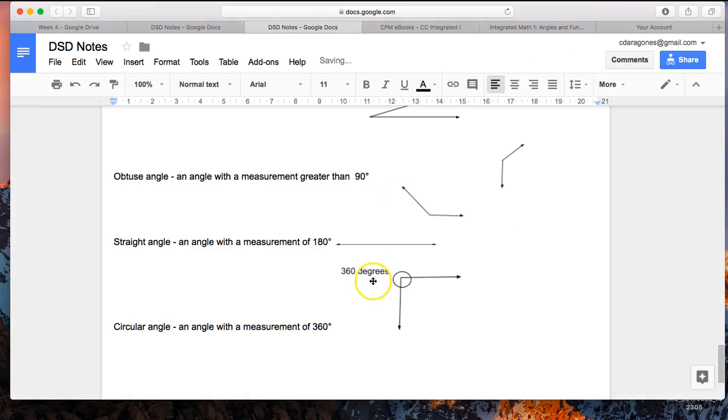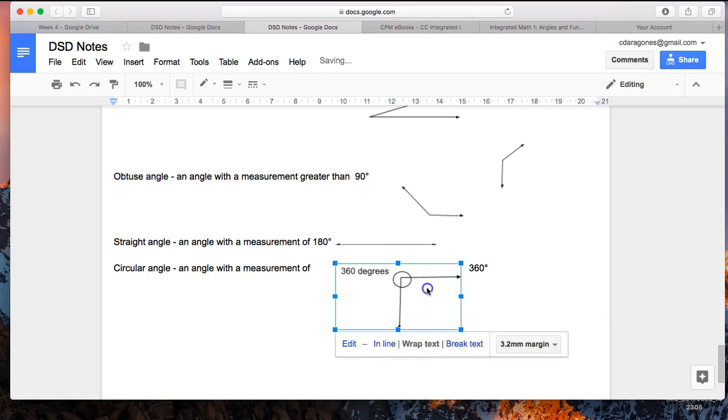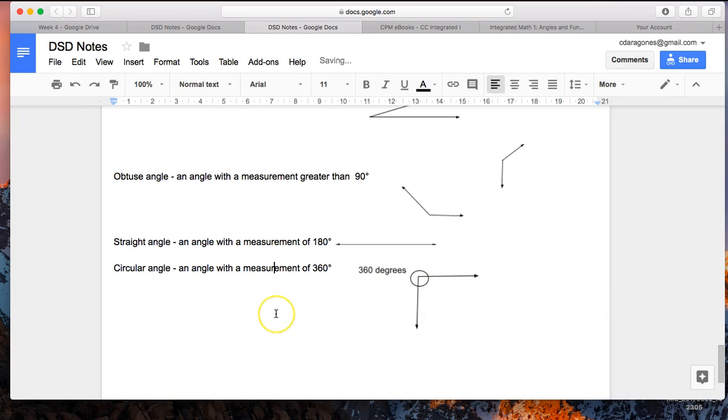Okay. So go ahead and write down the definition of a circular angle and the diagram for a 360-degree circular angle. And pause the video, write it down. And then when you're finished, take a photo of your notes and then upload them on Dreamseed too.